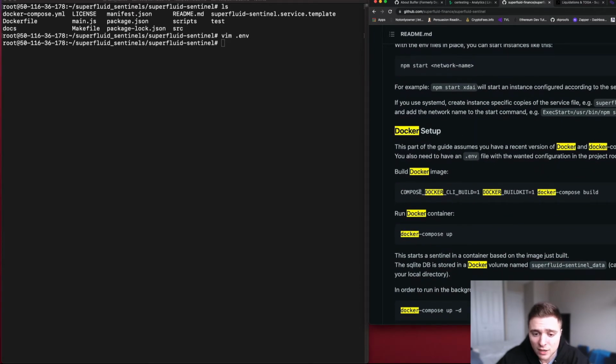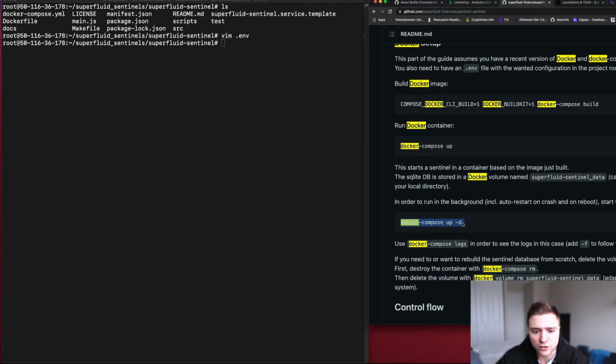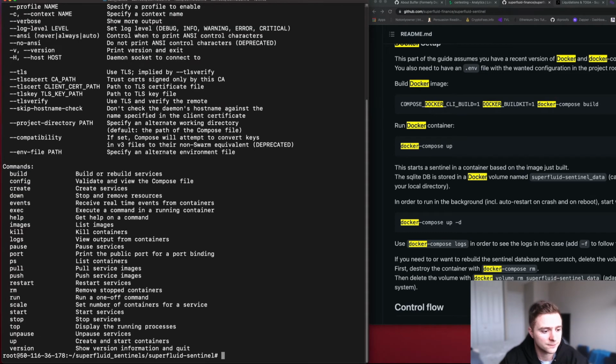Okay, so I've already built the Docker image, so I don't need to worry about that. But to run the Docker container, what I'm going to do is run it in the background. So we'll run docker compose up -d. I have docker compose installed, so I don't need to worry about installing it, but we can run our container.